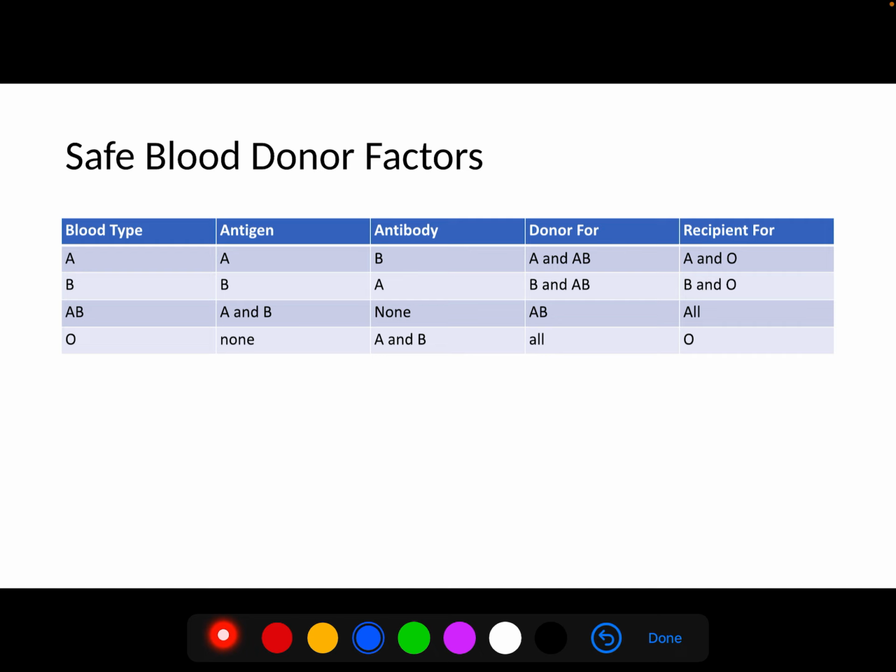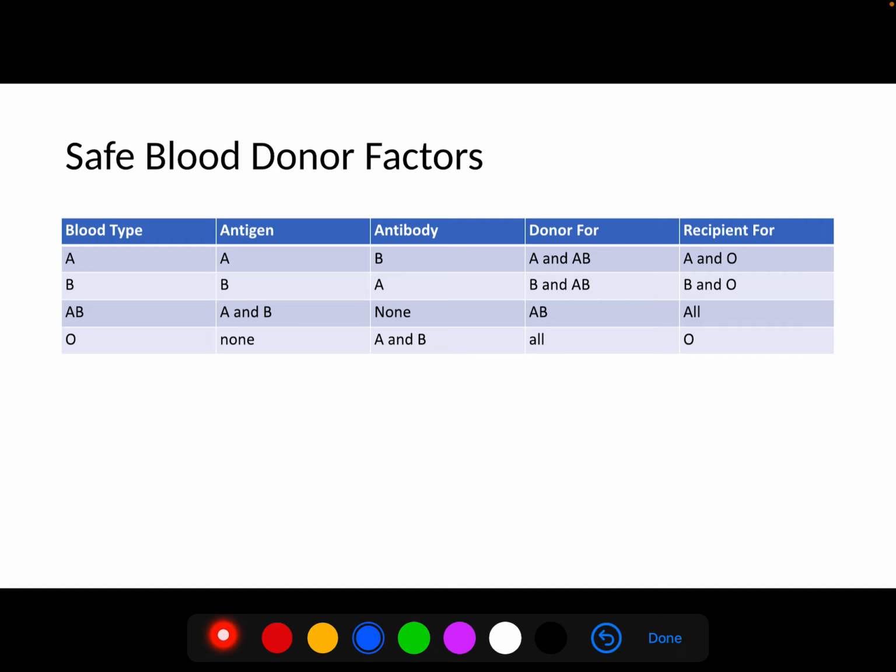If someone is type B, that means they have B antigens and A antibodies. So they can only donate to other people that also have B antigens. So that's going to be type B and type AB. And they can only receive blood from people that do not have A antigens to interact with their A antibodies. So that's going to be type B and type O.